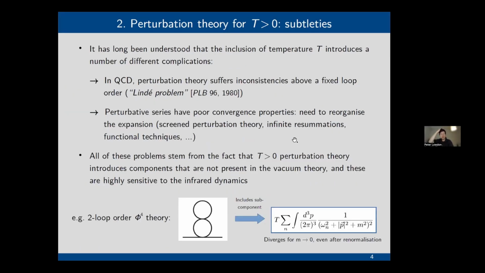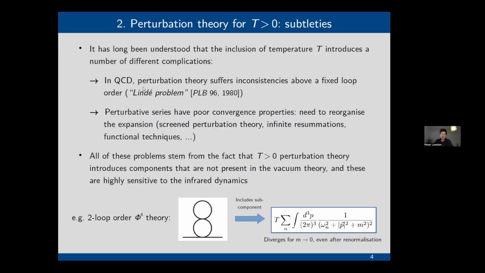Okay, so I think we all know that perturbation theory has problems at finite temperature. One thing that's quite famous in QCD is this famous Linde problem, so that the perturbation theory suffers inconsistencies above a fixed loop order. And we also know that the perturbative series has poor convergence, often needing to reorganize the perturbative expansion, doing infinite resummations or applying functional techniques.